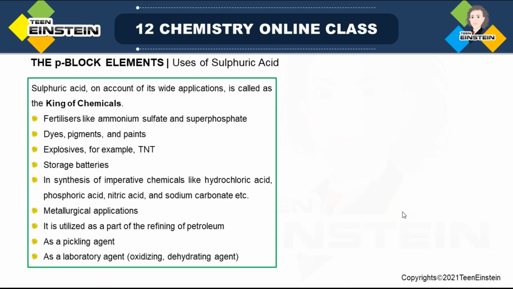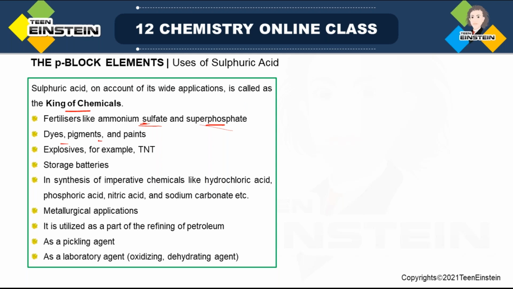Sulfuric acid has wide applicability. Okay, it can react with almost so many different types of chemical compounds. So that is why it is also called the king of chemicals. Fertilizers like ammonium sulfate, that is (NH4)2SO4, and superphosphate. So in all these fertilizers, you can see there is the presence of sulfate ion, and the sulfur is coming from H2SO4. So when we are trying to synthesize fertilizers, we can take the help of H2SO4.